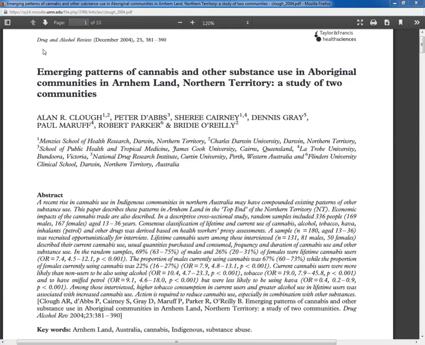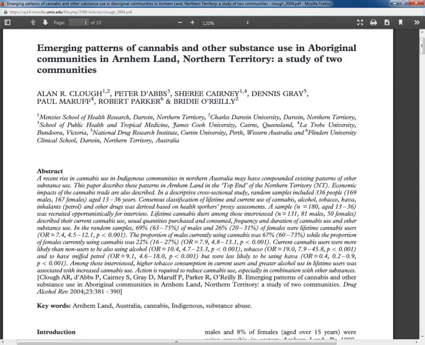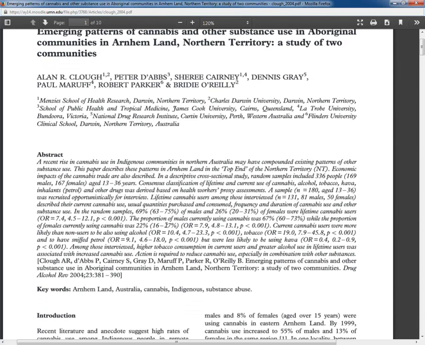This article is from the journal Drug and Alcohol Review in 2004. There was a study of cannabis and substance use in the Northern Territory of Australia. If you take a look right at the very beginning at the abstract, you'll see some odds ratios and some confidence intervals. Let's try to understand what's being done here.